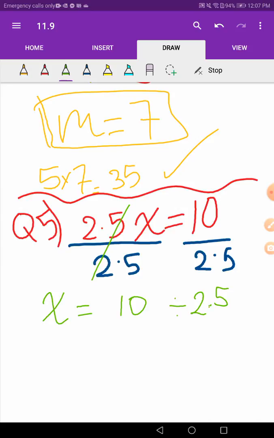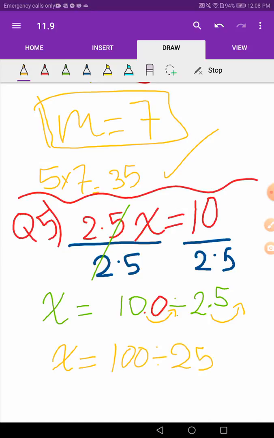Remember, if you have a decimal number as the divisor, you need to move the decimal point one place. So we have 10 whole here, which means 10.0, right? So then you need to move this decimal point one step over here, or one digit. So we have x equals 100 divided by 25, because it's not allowed to have a decimal number in the divisor. Then 100 divided by 25 equals 4.